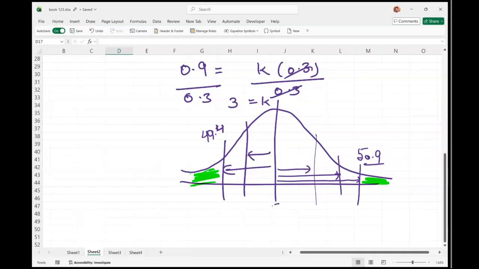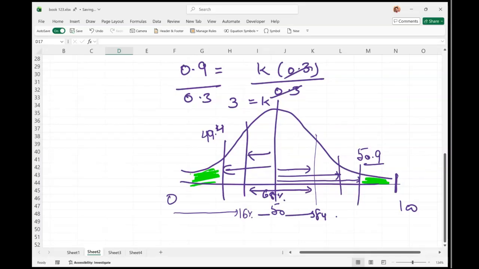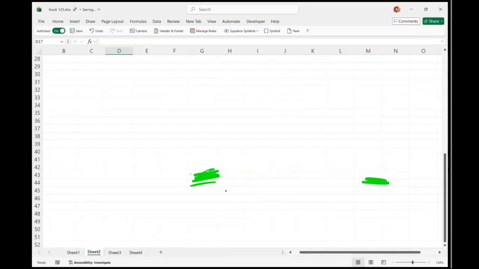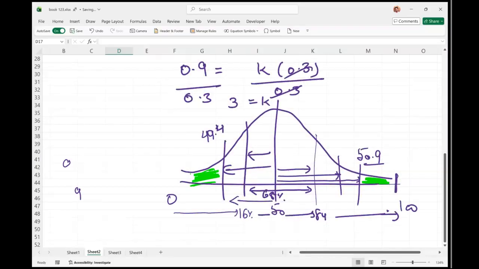If this is 0, this is 50, and this is 100% of the data here. This is the middle 68%, we said that. So from 0 to here, this will be 16% of the data, then this is 50, then becomes 84, and then becomes 16, that is 100. In the same way, the middle 95% means 47.5 on the left hand side and 47.5 on the right hand side.